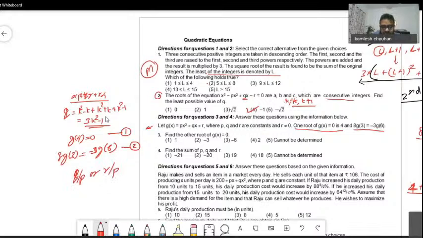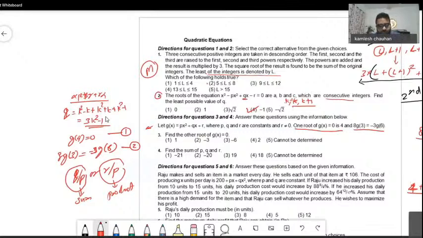Because with Q by P, we can get sum of roots. With R by P, we can get product of roots. So that should be the objective when you are solving this type of question, that you have to use the equation to get either Q by P or R by P to solve question number 3.